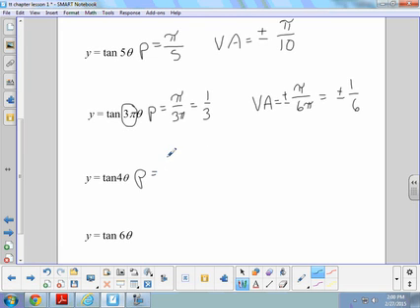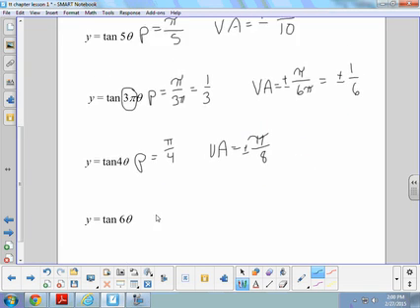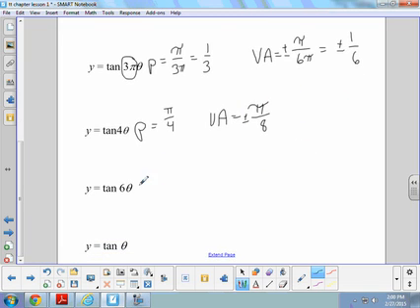Period, pi over 4. Vertical asymptote, pi over 8. Not the best drawn pi there, but you can get the idea. Let's do a couple more. Period is going to be pi over 6. Vertical asymptote, plus or minus pi over 12.